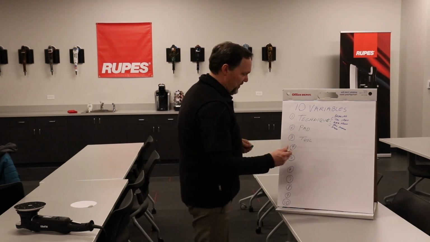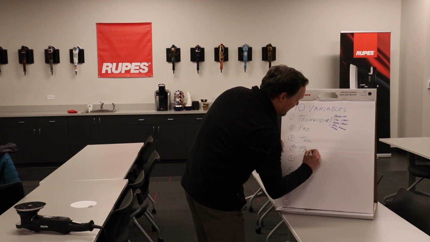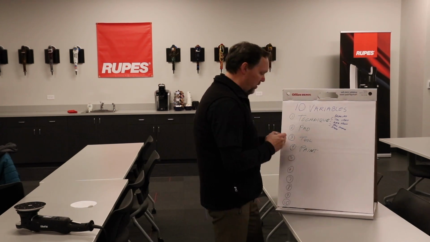7 more to go. Paint. Very good. See, now I'm getting it. I want to say all kinds of things about paint, but anything to do with paint. So we will include in the paint the hardness, the condition, the defects, everything about the paint. That is a definite variable. 5 more, or 6 more.